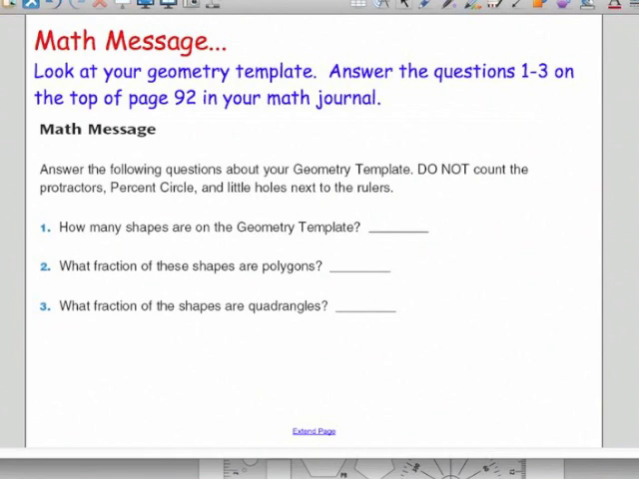Make sure you have your own geometry template and aren't sharing with a neighbor. Look in your desk if you're missing one, or we also have some extras. Just go ahead and raise your hand. Come back to me when you finish.